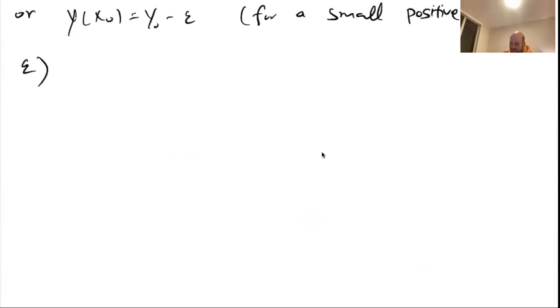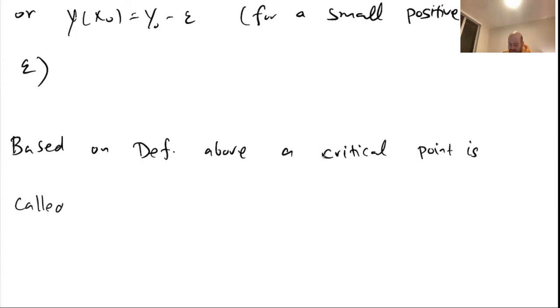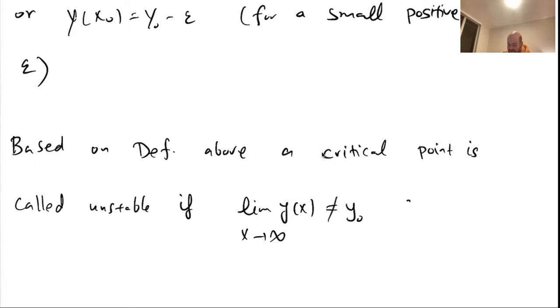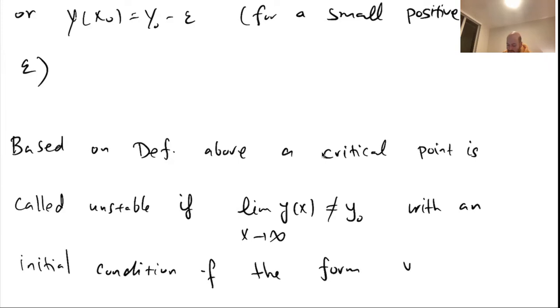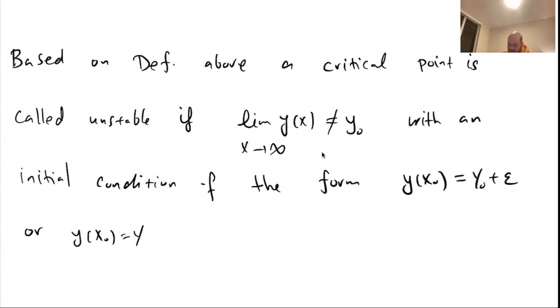So based on the definition above, a critical point is called unstable if the limit of y of x as x goes to infinity is not equal to y naught with the initial condition of the form y of x naught equals y naught plus epsilon, or y of x naught equals y naught minus epsilon.